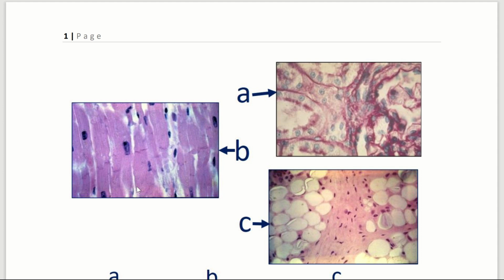B is going to be pointing to muscle, one of your big four tissue types, right? Specifically, this is cardiac muscle, and I know that because it has this intercalated disc, right? This intercalated disc, and we know that that's descriptive of specifically cardiac muscle, right?